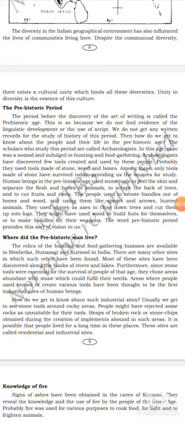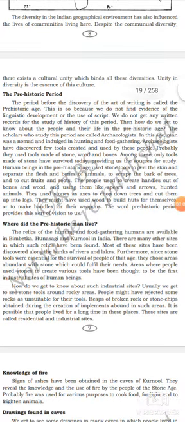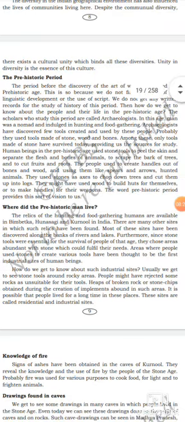This is so because we do not find evidence of linguistic development or use of script. Here linguistic means language. Got it? Linguistic means what? Language, and script means writing. We do not get any written records for the study of the history of this period. Then how do we get to know about the people and their life in the prehistoric age?